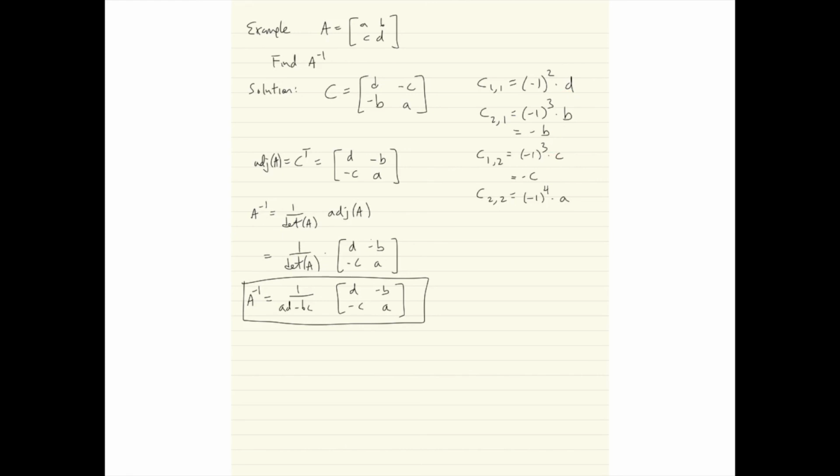Similarly, I'll leave it to you to find these other cofactor entries. And so here's the cofactor matrix. Then to find the adjoint, we flip it. So the D and A along the main diagonal stay the same, but -B and -C are flipped. So we get this. And then the determinant, well, we know the determinant is AD minus BC, and so we get this. And we've seen this formula before for the inverse of a 2 by 2 matrix.